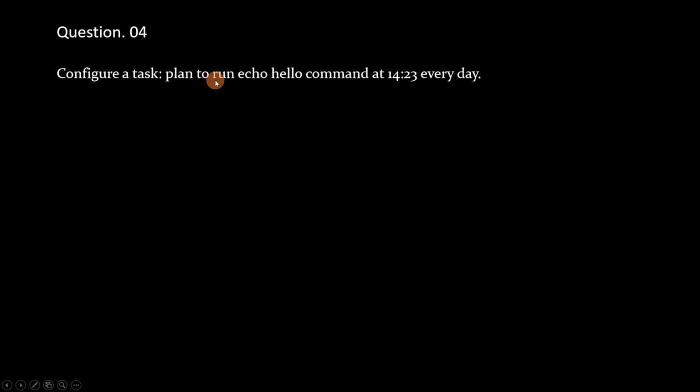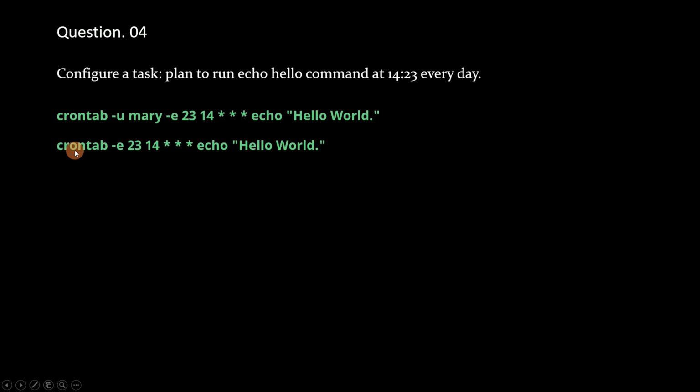Configure a task planned to run echo hello command at 14:23 every day. And here is the solution for this. crontab -u mary -e, 23 14 * * * echo hello world. But Mary is not mentioned anywhere in the question. So this is used where a specific user is required. But we can use crontab -e, 23 14 * * * echo hello world.